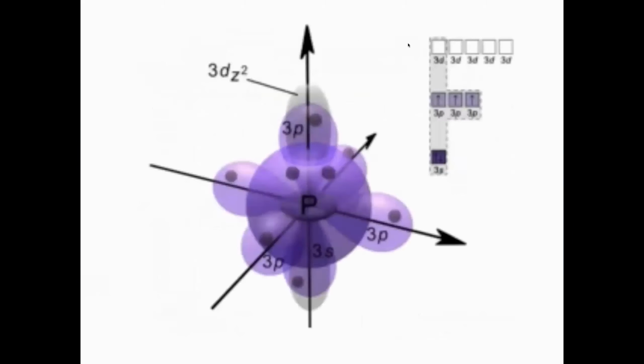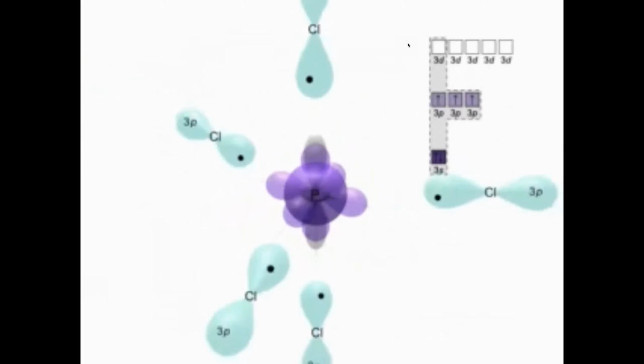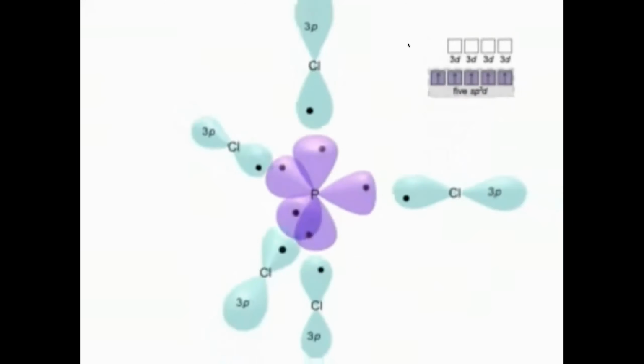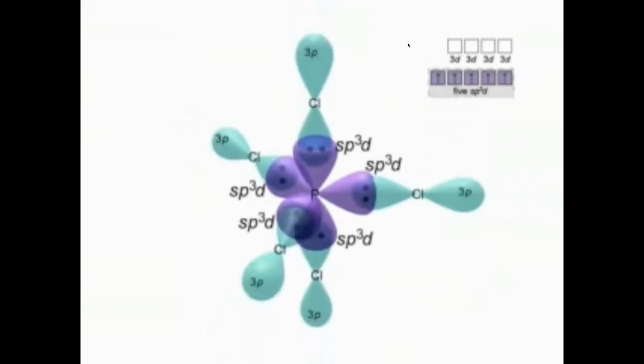Here is the ground state phosphorus atom with the four 3d orbitals that remain unhybridized omitted for easier viewing. We'll move back to see the hybridized P atom in PCl5. The five sp3d hybrid orbitals point toward the corners of the trigonal bipyramid, and half-filled 3p orbitals from five chlorines overlap them.